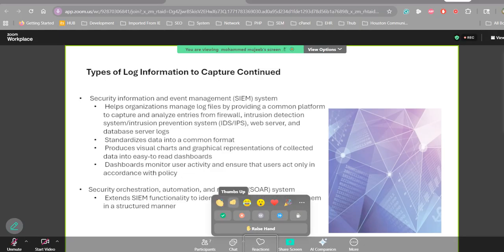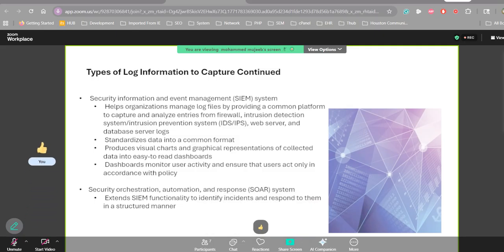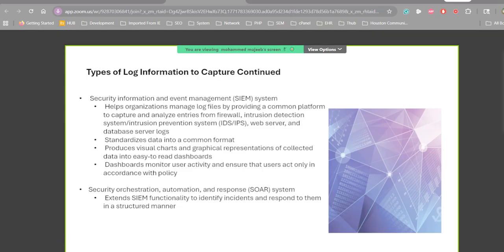Okay. So basically, standardized data and format, and then you can use charts to show all kinds of incidents that happen. Dashboards are there in your tools. They also have dashboards that show you a higher level picture of your security posture.